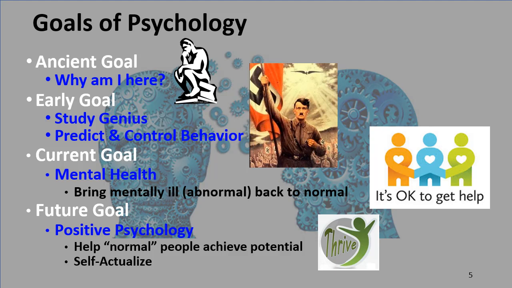The current goal, in most cases, is mental health, and that's trying to bring the mentally ill or the abnormal back to normal. The future goal is more of positive psychology, which is my main interest, and that's to help normal people achieve their potential or self-actualize. So how can we take normal people, you, me, and make us better?